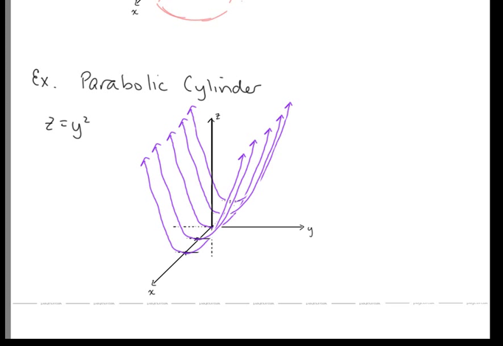Now let's try to visualize this as a surface in 3-dimensional space. And that's our parabolic cylinder. Let's take a look at one more example before we talk about the definition of cylinder.